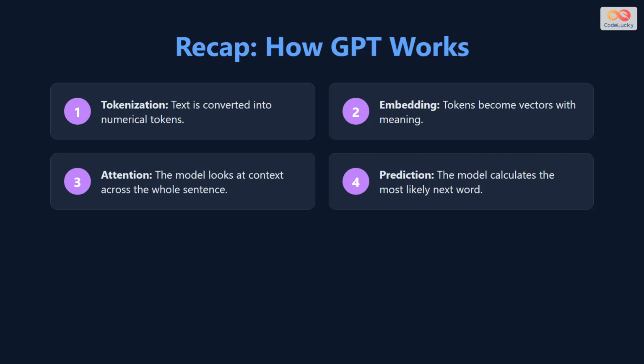To recap, the model takes text, breaks it into numeric tokens, converts them into meaningful vectors, uses self-attention to understand context, and passes it through many layers of neural networks. The final result is a probability score predicting exactly which word should come next.